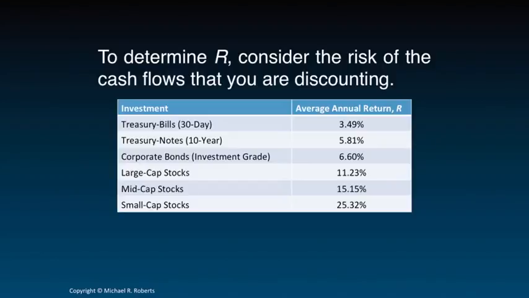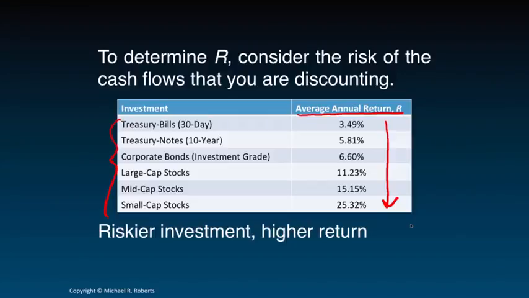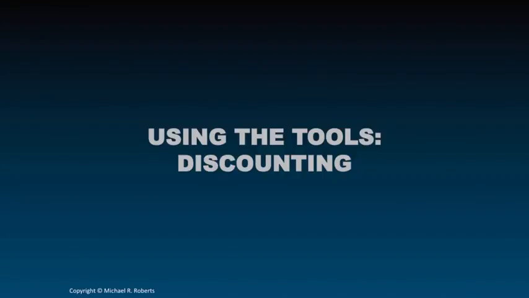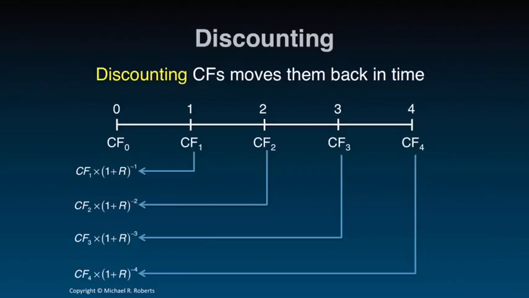So what I've done here is present average annual returns to six different investments. And what do you notice? You notice that as I move down the columns, riskier investments are met with higher returns. Riskier investment, higher return. All right, so how do we use the tools? Well, we're first going to focus on bringing cash flows back in time, and when we move cash flows back in time, that's called discounting.